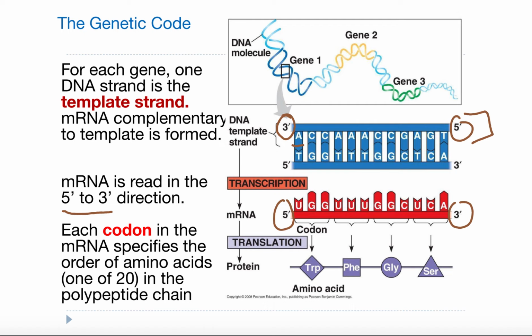U is complementary to A, G is complementary to C, C is complementary to G on the mRNA strand, etc. But if we give you the 5' to 3' DNA strand, be careful, because if you just give the complementary sequence, you're actually not going to give me the correct mRNA sequence. So do pay attention. I'll give you some examples of those problems towards the end of this lecture.